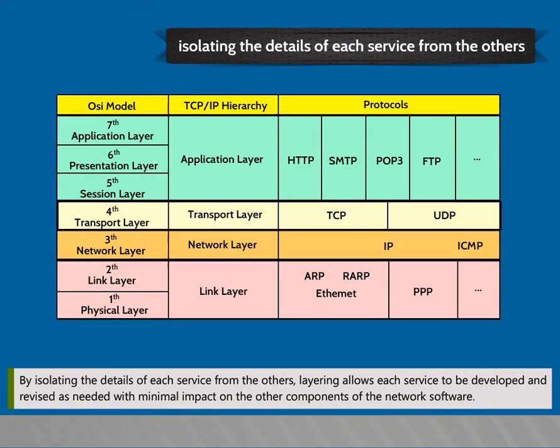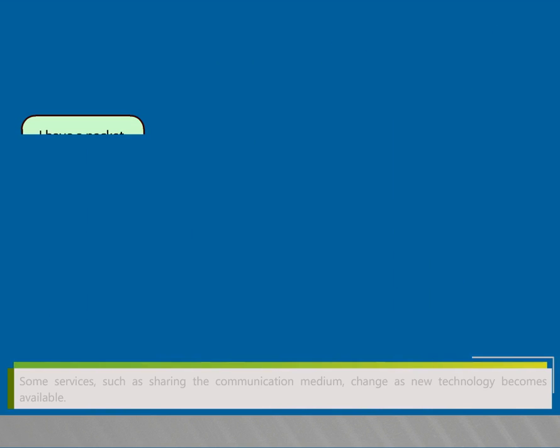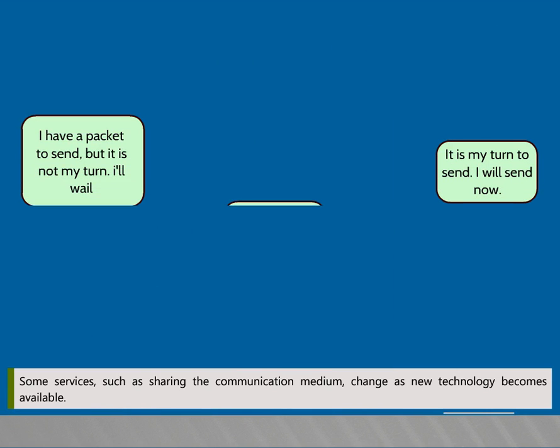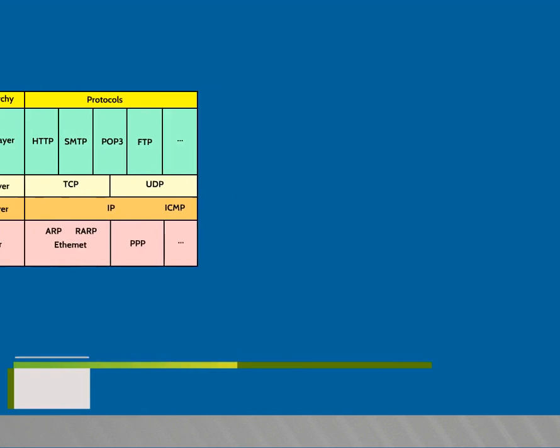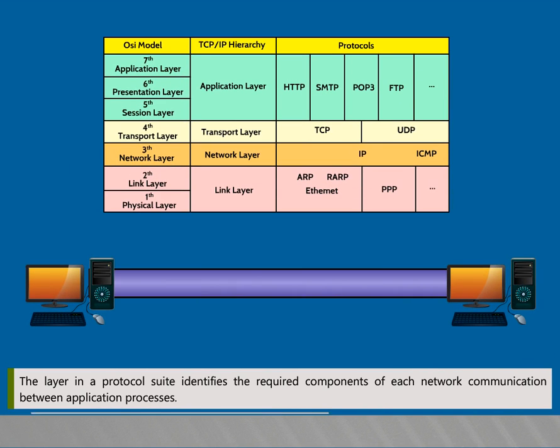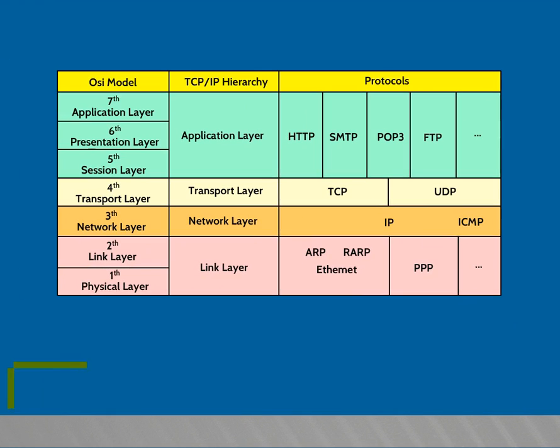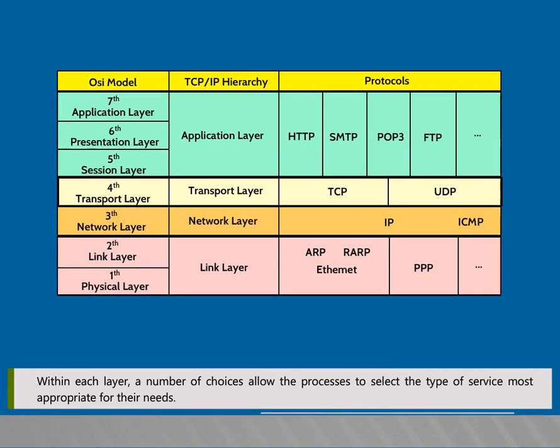By isolating the details of each service from the others, layering allows each service to be developed and revised as needed with minimal impact on the other components of the network software. Some services, such as sharing the communication medium, change as new technology becomes available. The layer in a protocol suite identifies the required components of each network communication between application processes. Within each layer, a number of choices allow the processes to select the type of service most appropriate for their needs.